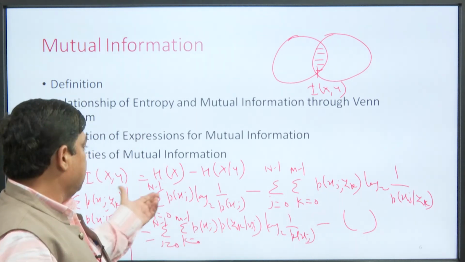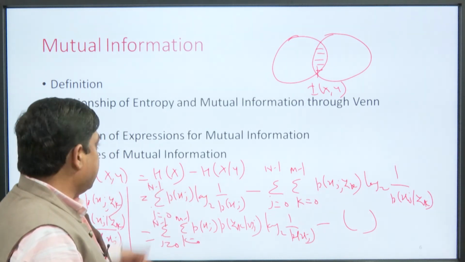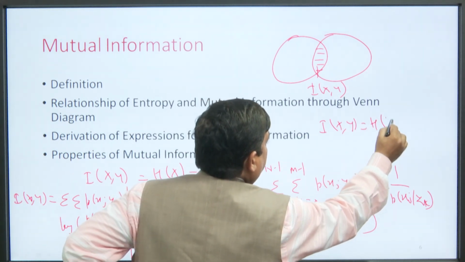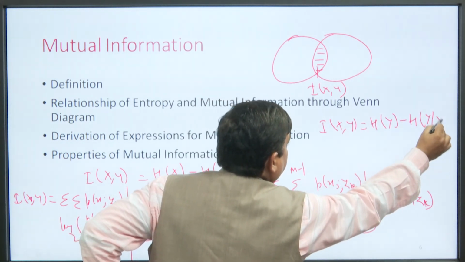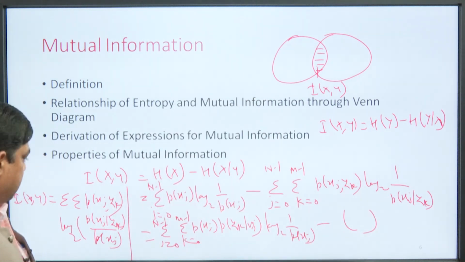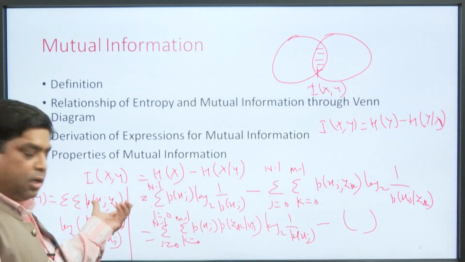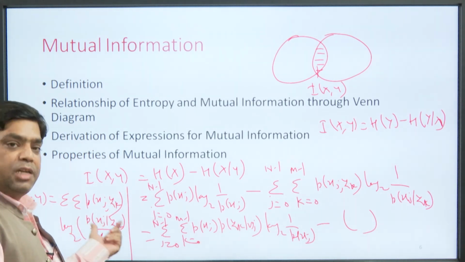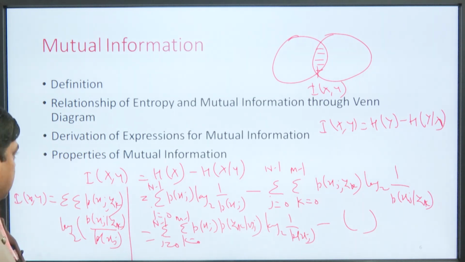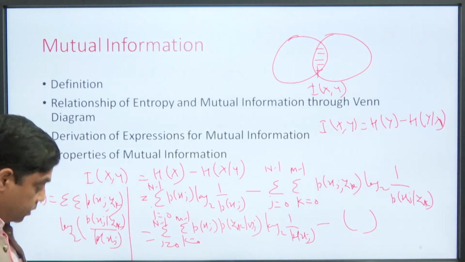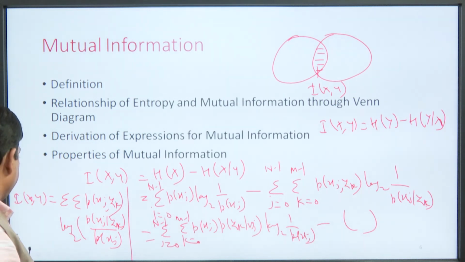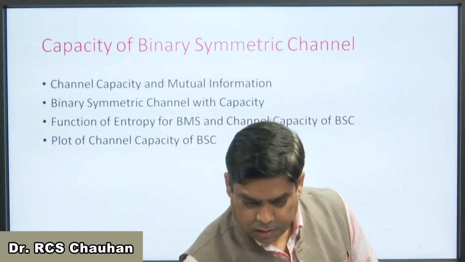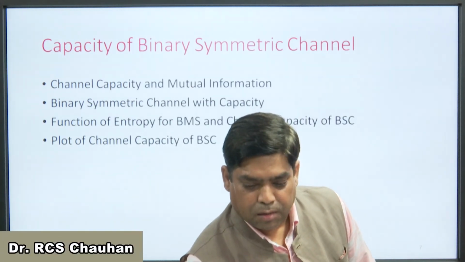Similarly, we can find I(x;y) using the other equation, that is I(x;y) equals H(y) minus H(y by x). Okay. And in that, I(x;y) is equal to double summation over joint probability log of base 2 p(y_k upon x_j) divided by p(y_k). Okay. Both formulas we can derive using the Venn diagram. Okay. This is about mutual information. Next class we will discuss the capacity of the binary symmetric channel.